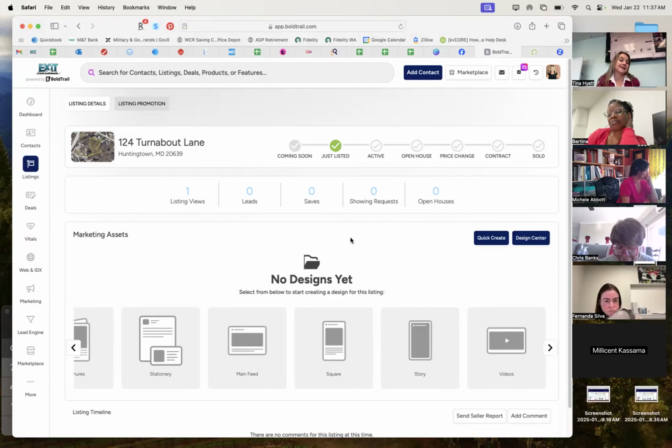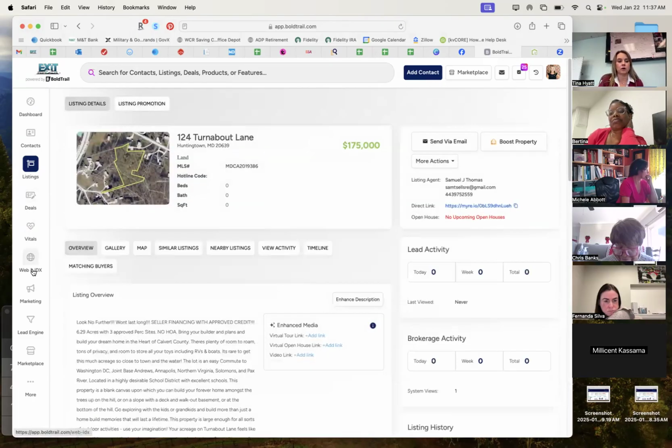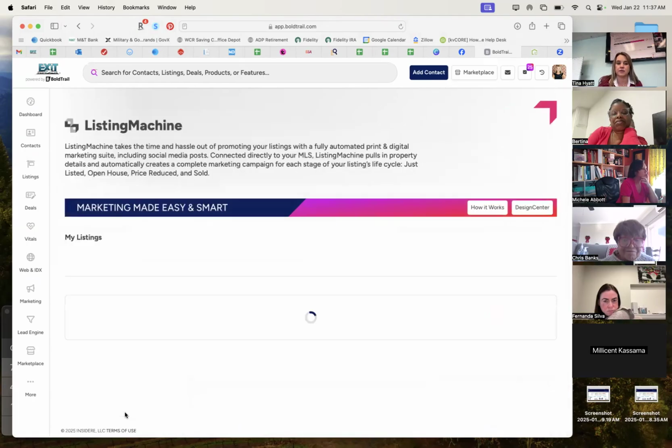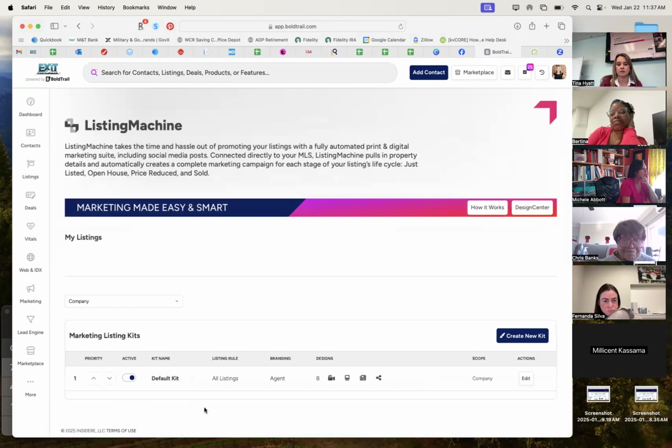So that's your listing marketing, guys. The listing promotion, or if you go into your marketing section, you have listing machine, which is all your automated listing marketing with all of your different assets. So pretty much the same place that we were just in.